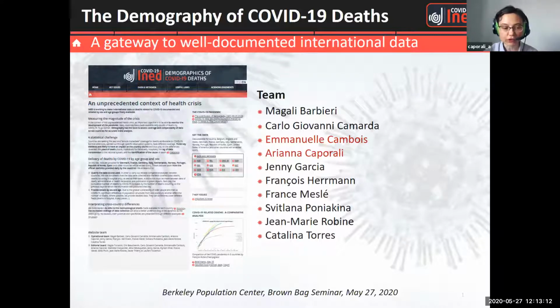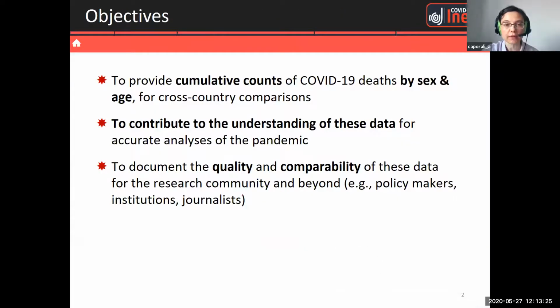So this is a collaborative project. Here on the slide you have the members of the team. There are people from INED, but also from outside INED. Our objective is to provide cumulative counts of COVID-19 deaths by sex and age for cross-country comparisons. We aim to contribute to the understanding of this data for accurate analysis of the pandemic. We want not only to inform the research community, but also policymakers, institutions, and journalists about the quality and the comparability of this data. Therefore, for us, it is very important to provide well-documented data.